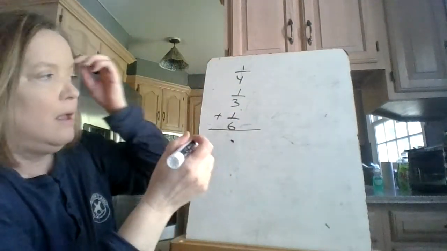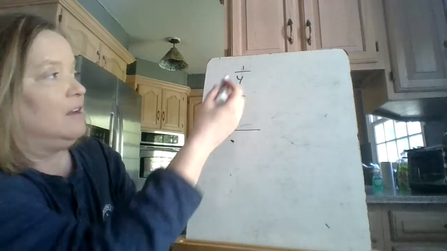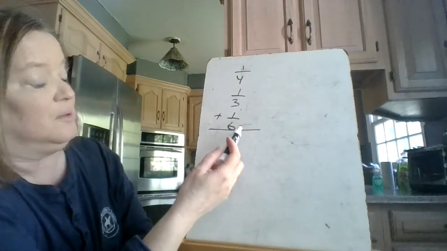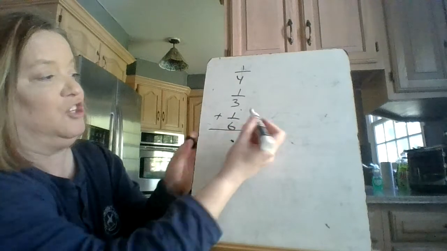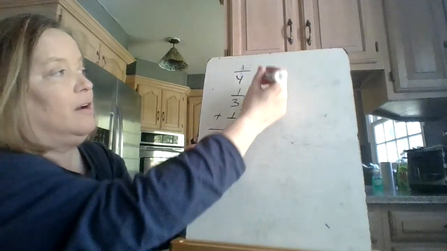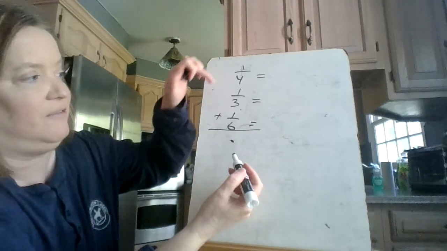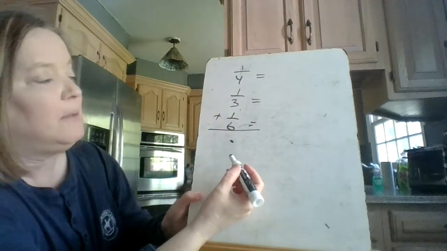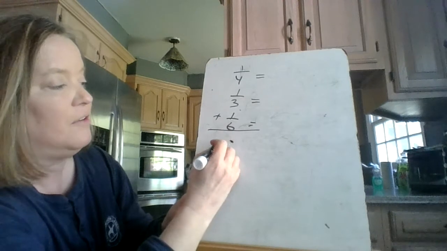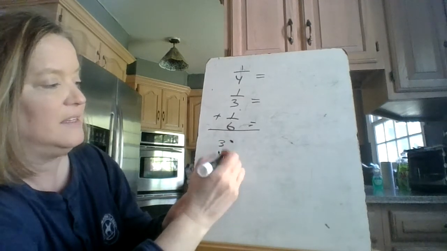So again, I want to add something that's cut into fourths with something that's cut into thirds with something that's cut into sixths. And that's a little bit challenging, but not as hard if I get them all to have the same denominator, because right now they have all different bottom numbers or denominators. So I'm going to have to make a multiples list for 3, 4, and 6.